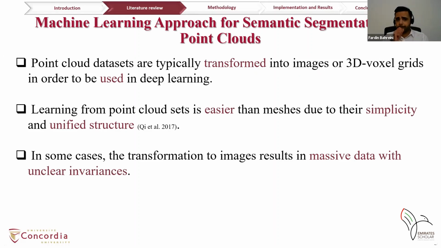Let's move to the literature review. I want to explain a machine learning approach for semantic segmentation of point clouds. Point cloud datasets are typically transformed into images or 3D voxels in order to be used for deep learning purposes. Learning from point cloud datasets is easier than from meshes due to their simplicity and unified structure. However, the transformation to images results in massive data with unclear invariances.